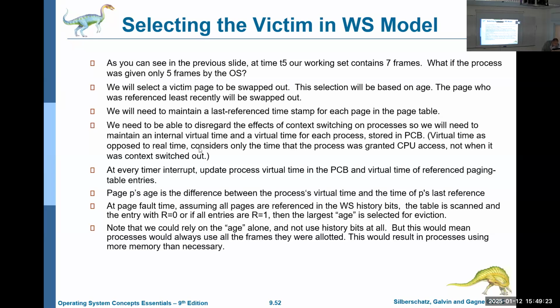Virtual time, as opposed to real time, considers only the time the process was granted CPU access and not when it was switched out. In other words, we don't necessarily care about the actual time when this page was used, but we care about the virtual time, the time whenever it was alive. The process was frozen many times because of context switching, but if you ignore all that and just take the live time... I don't remember exactly why that's important. But whatever, we don't need the accurate time. We just need a virtual time.